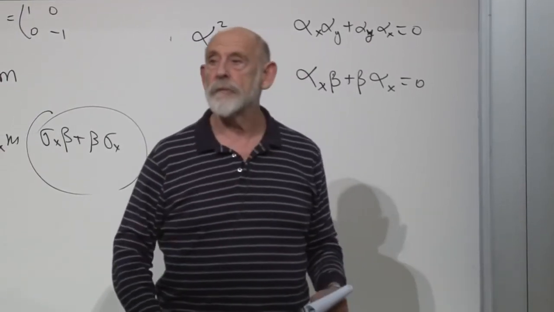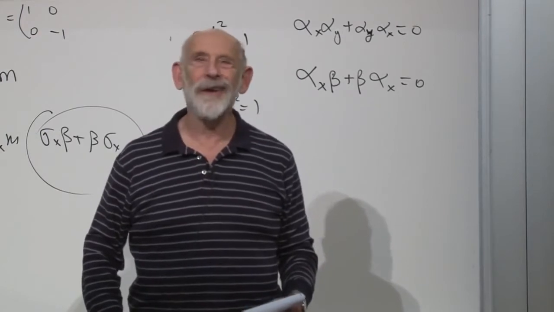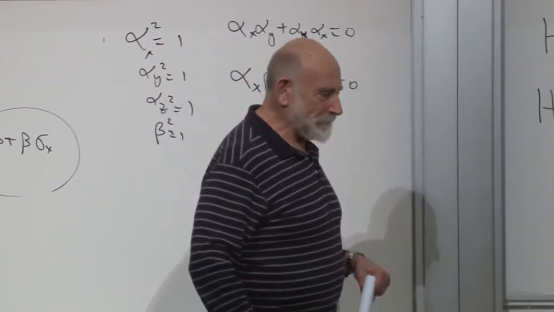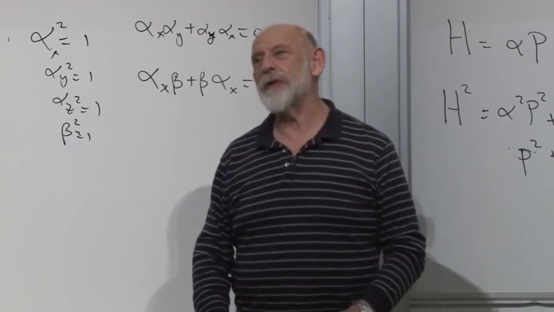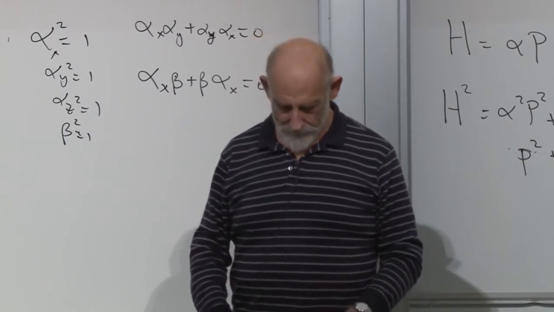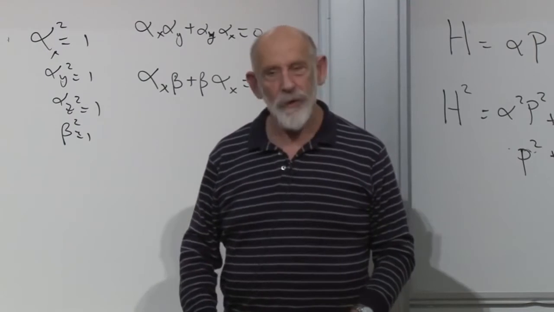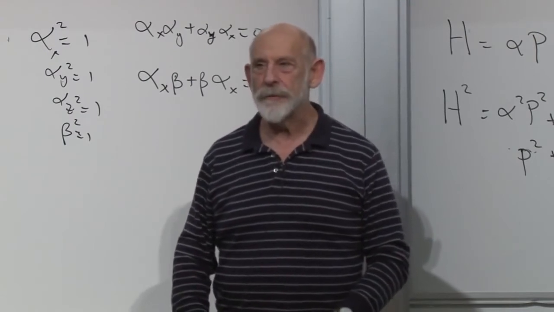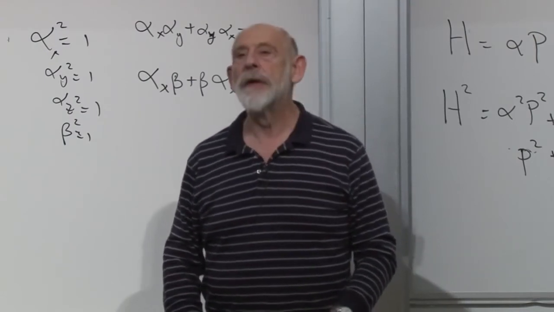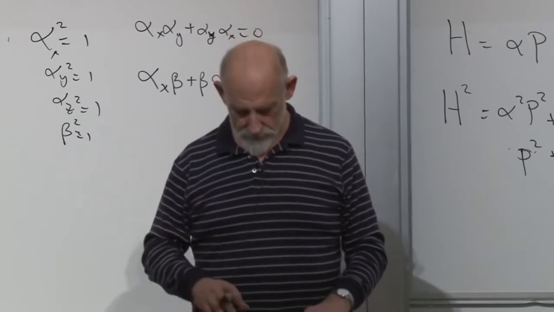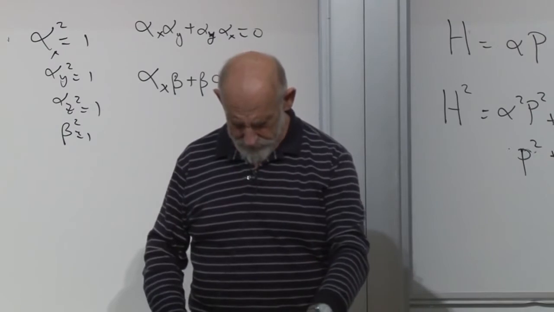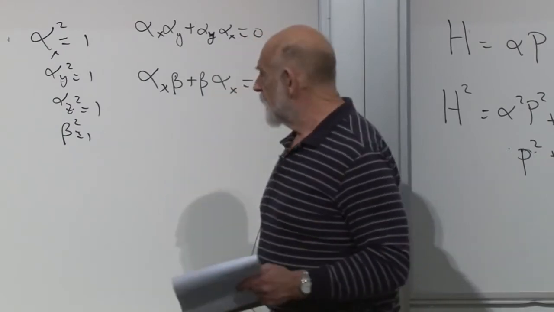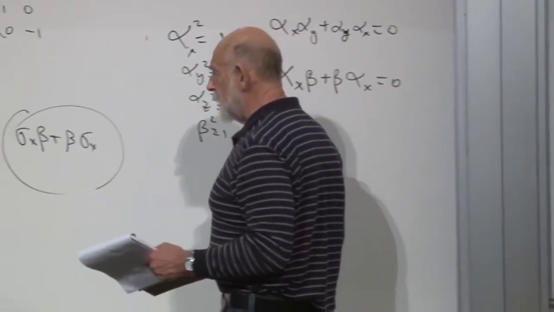Can we call beta alpha t? You could, but it's not really. They don't form a 4 vector. I'll tell you what forms a 4 vector. I'll tell you in a minute, once we write the Dirac equation.